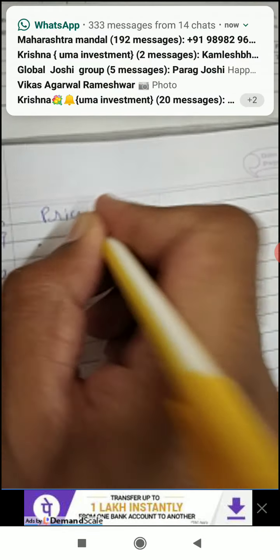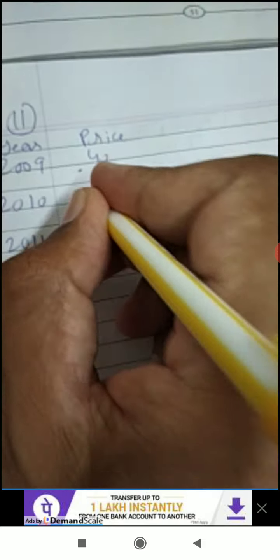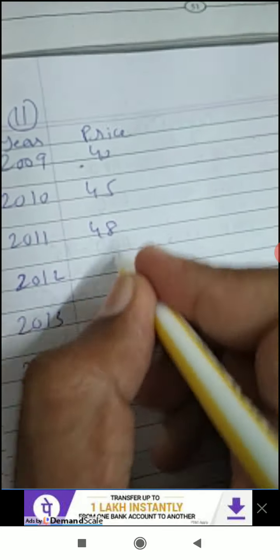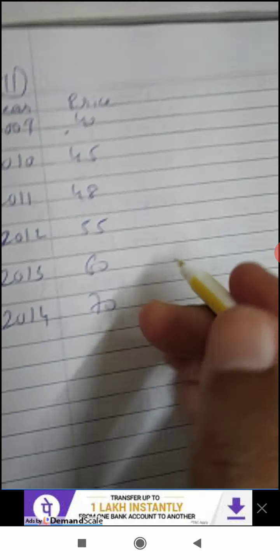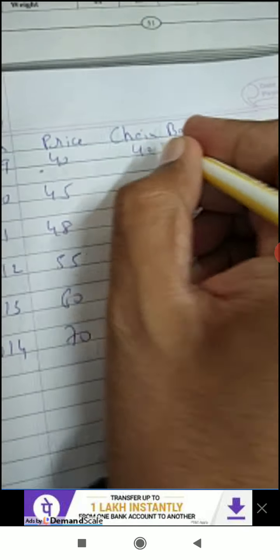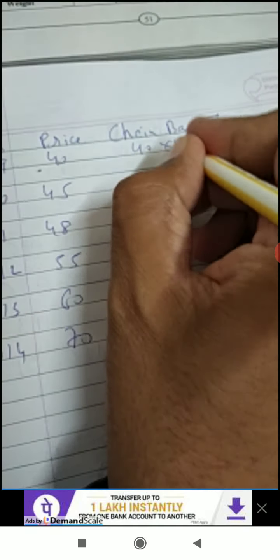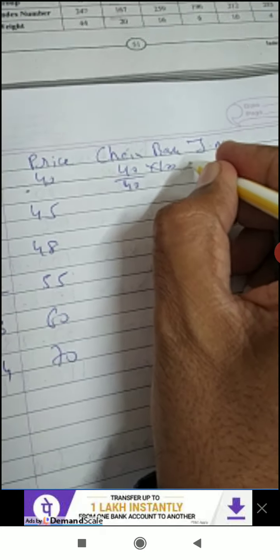So now here price is given. Year wise price is given: 40, 45, 48, 55, 60, and 70. You have to find here the chain base index number. So here the first value, that is 40, multiplied by 100 divided by the previous year, which is not given, so divided by 40.